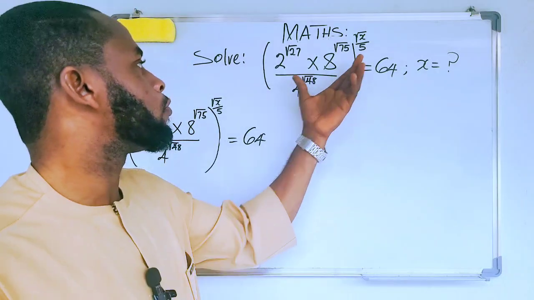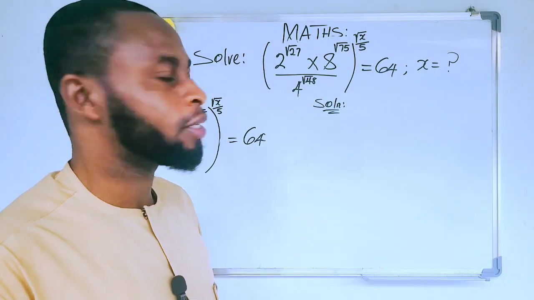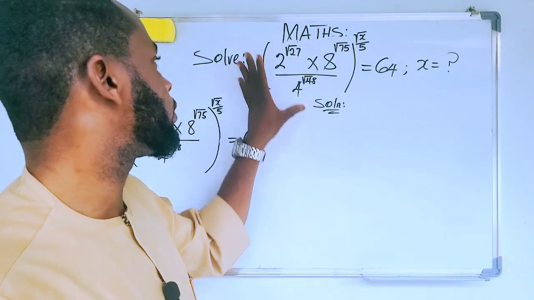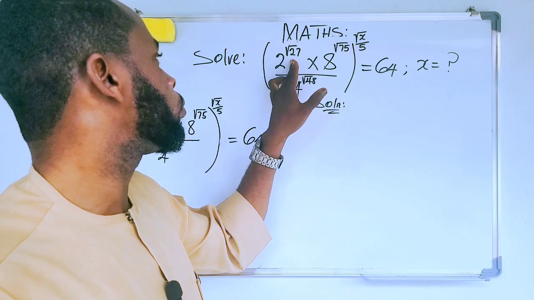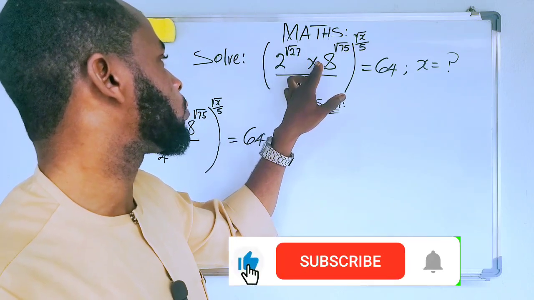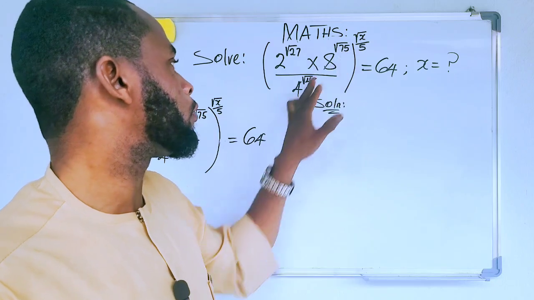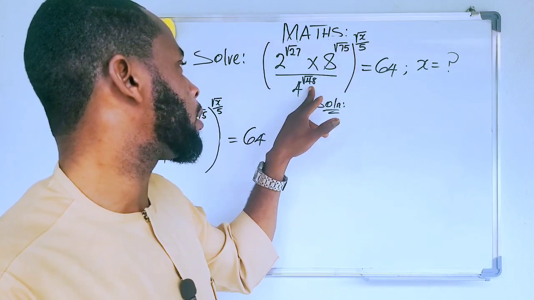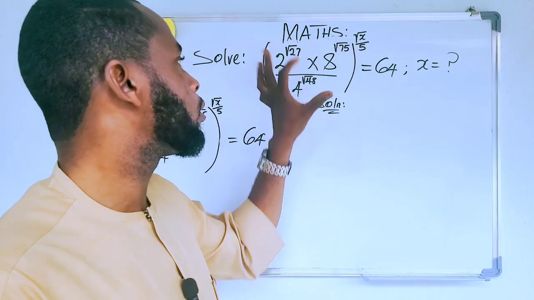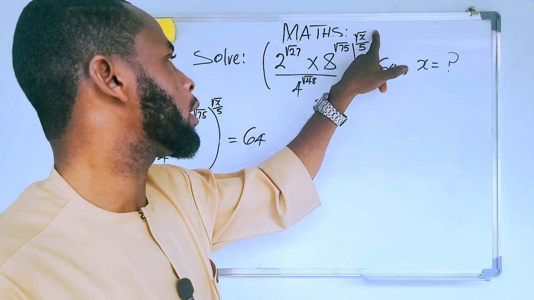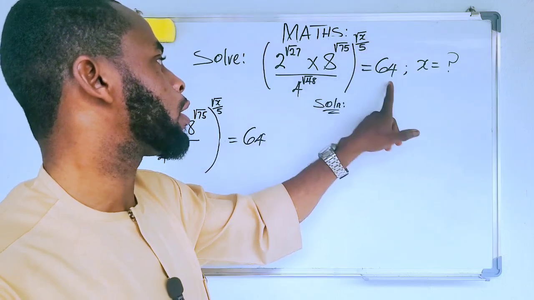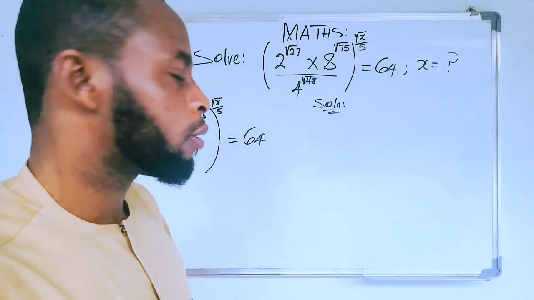Let me teach you how to solve this radical equation right here on the board. We have 2 to the power of square root of 27 multiplied by 8 to the power of square root of 75 divided by 4 to the power of square root of 48, all raised to the power of root x divided by 5, equals 64.